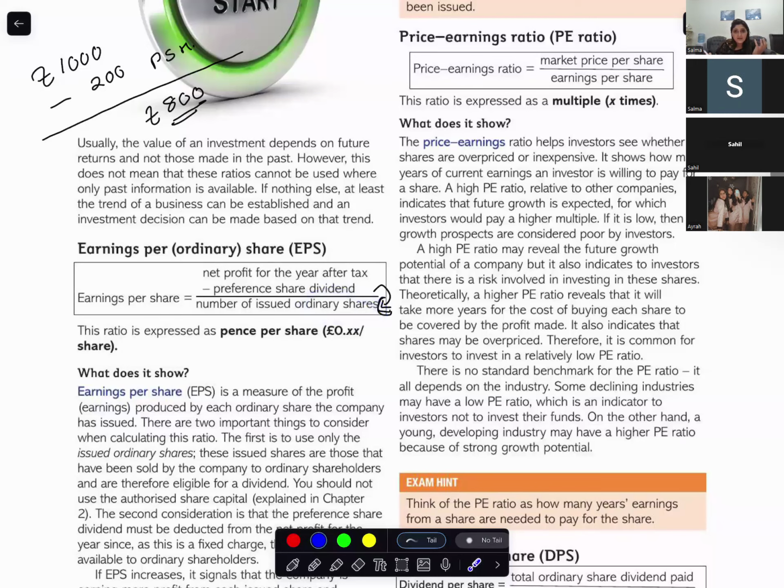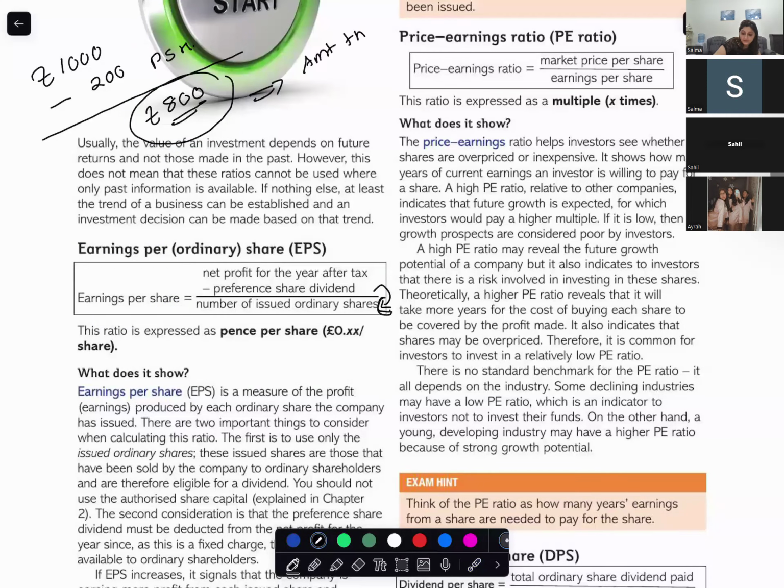Every ordinary shareholder will get how much dividend? This is what I am calculating in the earning per share. How much dividend are my ordinary shareholders going to get? From the net profit of 800, after interest and after tax, when I minus my preference share dividend, that is the amount that I can distribute to my ordinary shareholders.